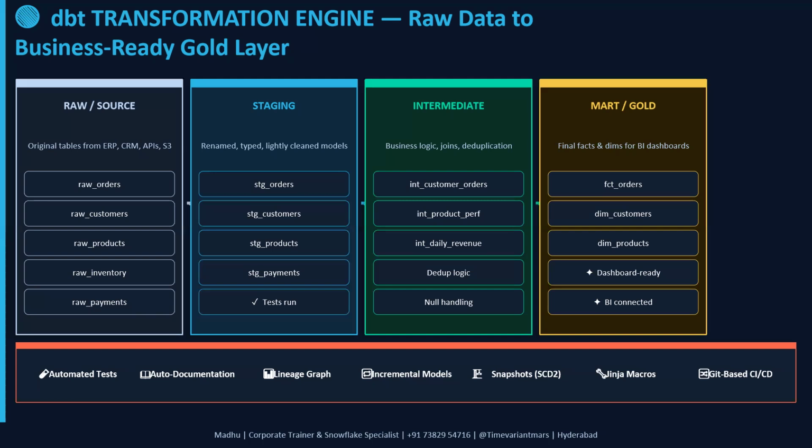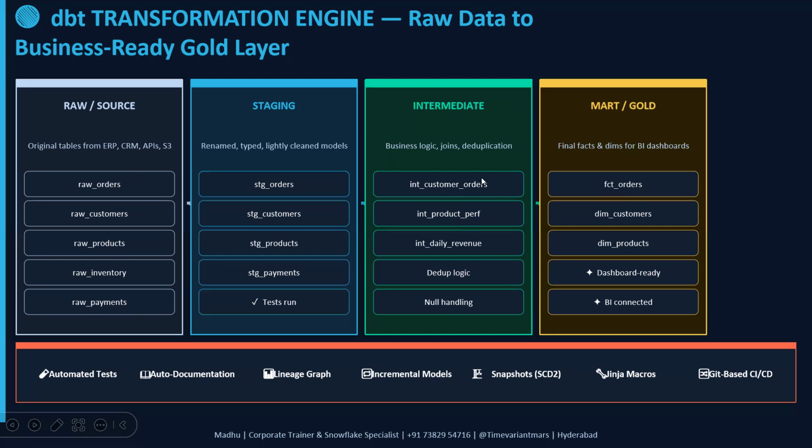Simply, I have raw tables: raw orders, raw customers, raw products, raw inventory, and a raw payment file. Here it's going to be cleaned, and here I'm creating int customer orders, joining orders and customers. Then here we have fact orders, dim customer, dim product, and the dashboard. So when I join, int customer orders is the model where we have joined these two tables.